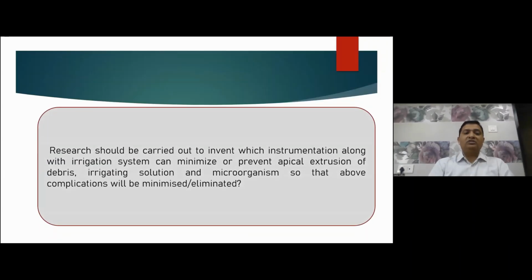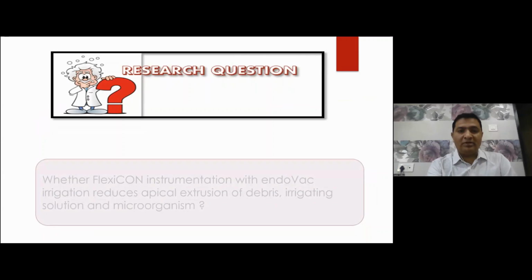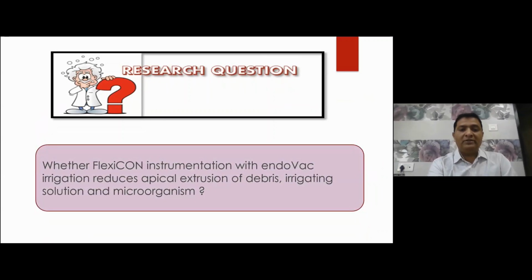So research should be carried out to find which instrumentation with irrigation can minimize the above problems. That is the need for our study. The research question for my study was whether this Flexicon instrumentation along with EndoVac irrigation can reduce this expulsion.